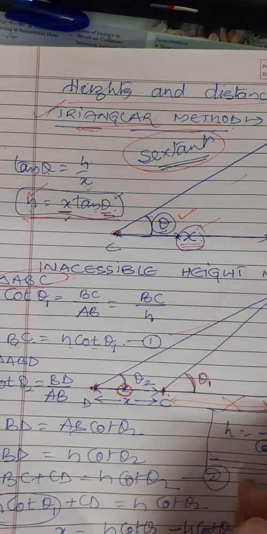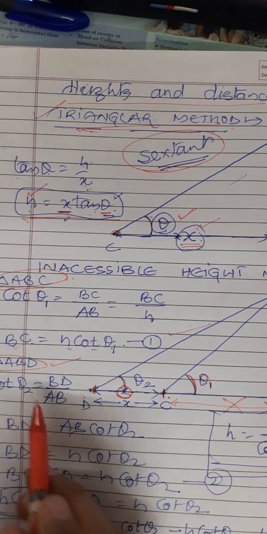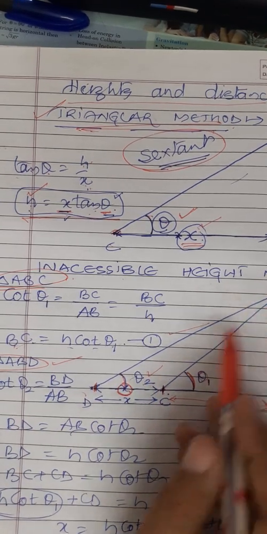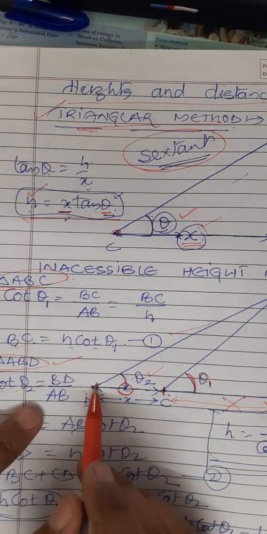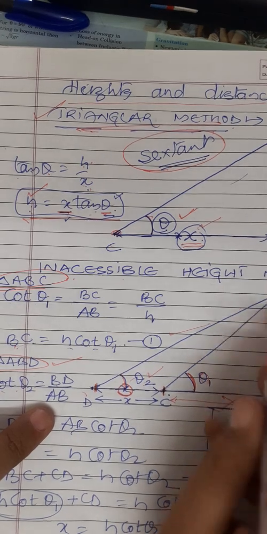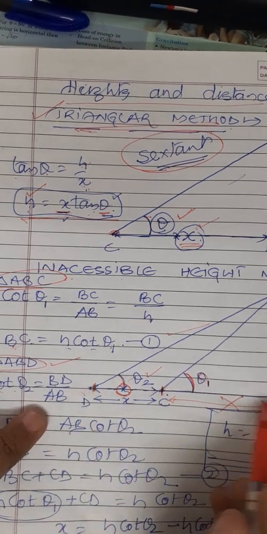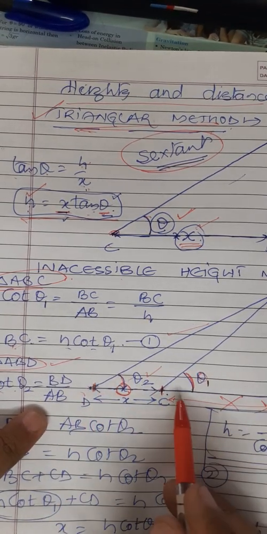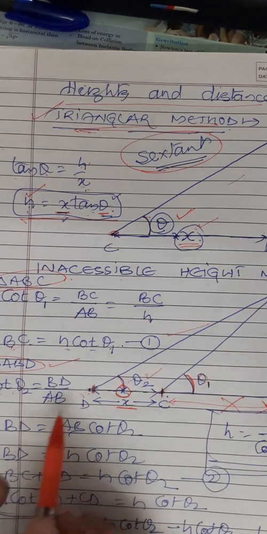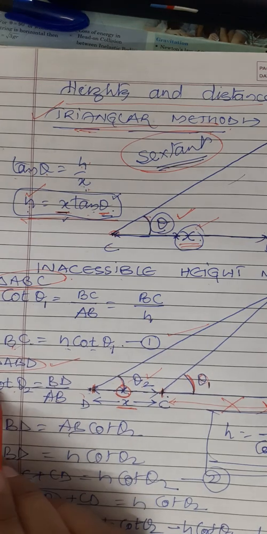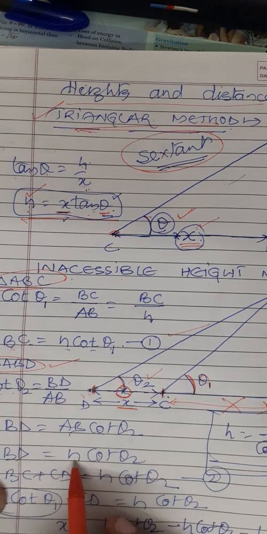Now from the triangle ABD, again take cot theta 2. In this case the angle is theta 2 with the top of the mountain. So cot theta 2 will be BD, the B to D distance, base upon perpendicular, that is AB. We know the value of AB is h, whereas BD can be written as BC plus CD. BC is not known but CD is known, which is equal to x. So from here BD will be equal to AB cot theta 2, and AB is h. So BD becomes equal to h cot theta 2.